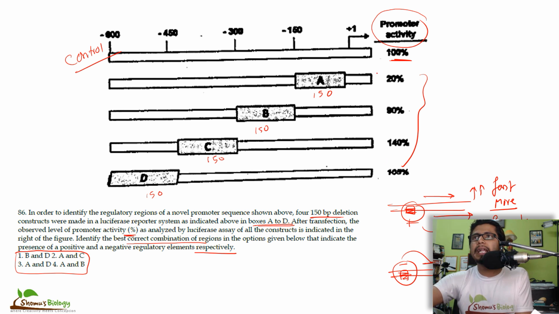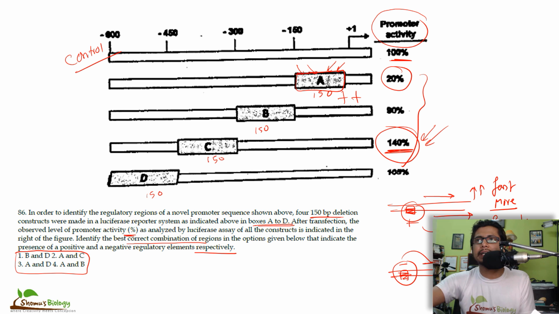The promoter activity decreased to 20% if we delete sequence A. That means this is the portion where the positive influencer is in place. So if we delete that, the promoter activity decreases. So A is definitely a positive influencer. 140% means we see an increment of greater than 100% if we delete C. That means C is a negative influencer. So as C is a negative influencer, if we delete C, we see a huge increment in the promoter activity, because in presence of C the promoter activity is not that much increased, as it inhibits the function. That's how you need to figure it out.